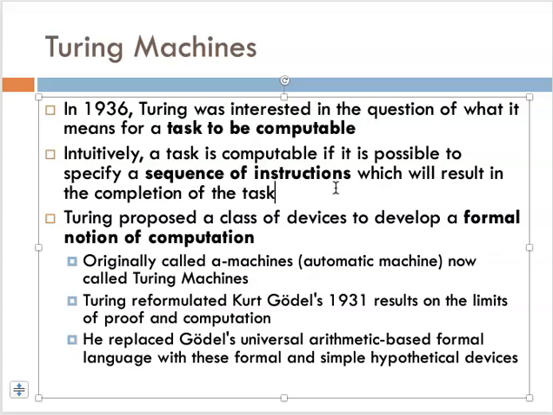And that's what Turing developed in a more formal way. He proposed a whole class of devices to start to formalize the notion of computation. These were the automatic machines that he created. We now call them Turing machines in his honor.